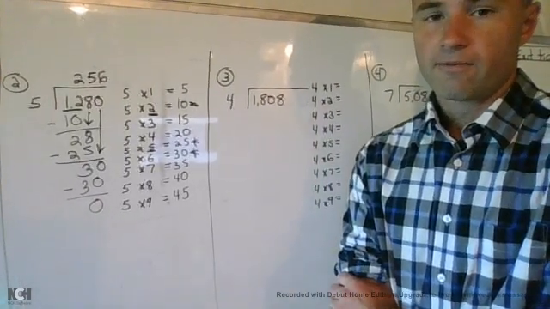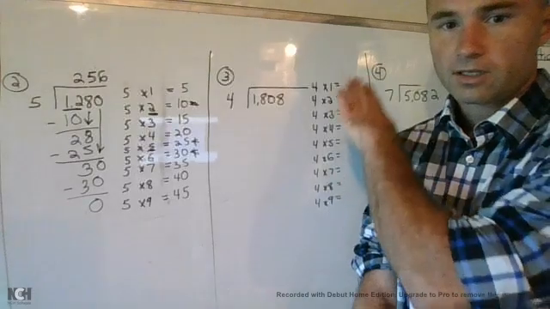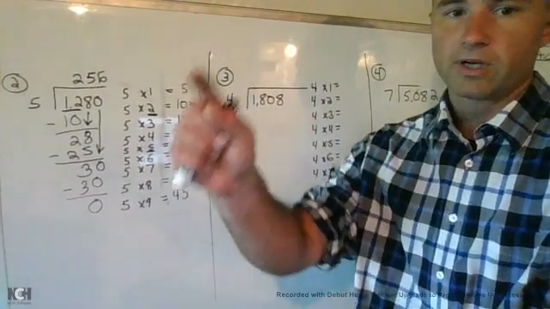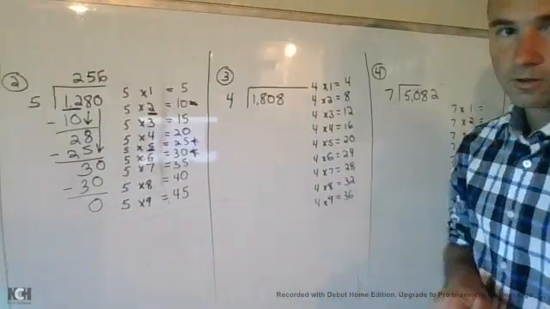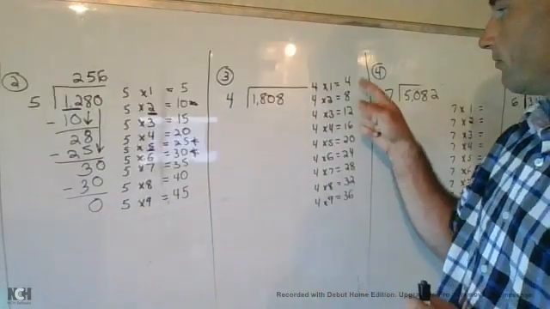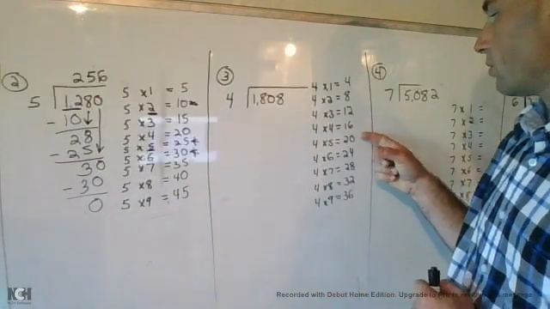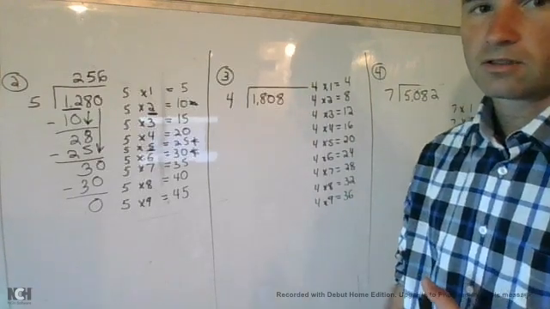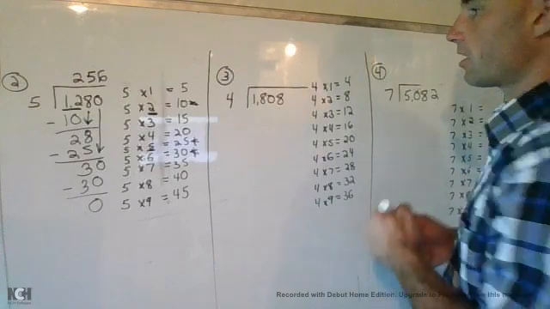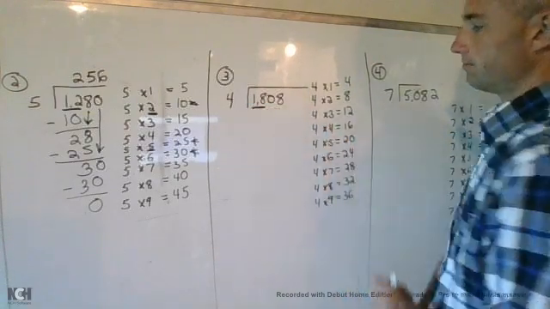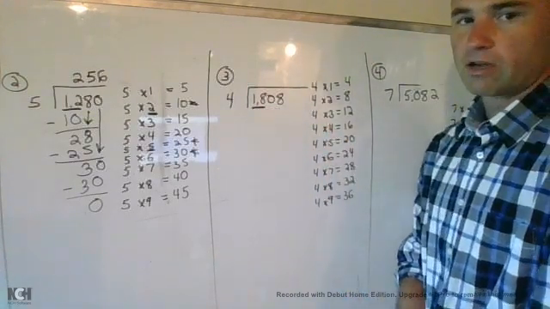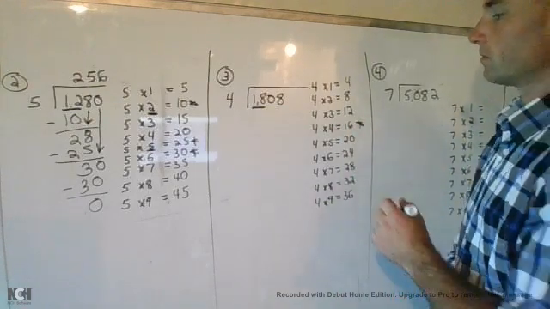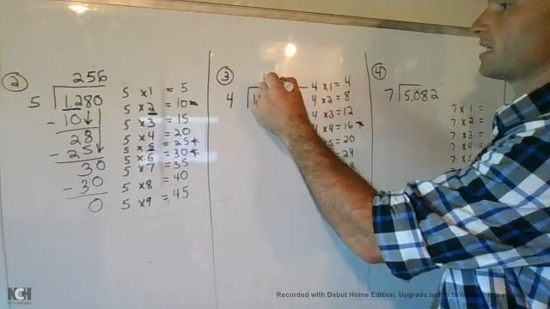1,808 divided by 4. Do your 4 times tables and then solve the division problem. Hit the pause button now, please. So your multiples of 4 should be 4, 8, 12, 16, 20, 24, 28, 32, 36. How many 4s are going to go into 18? Closest without going over is 16. And it takes you 4 times to get there.